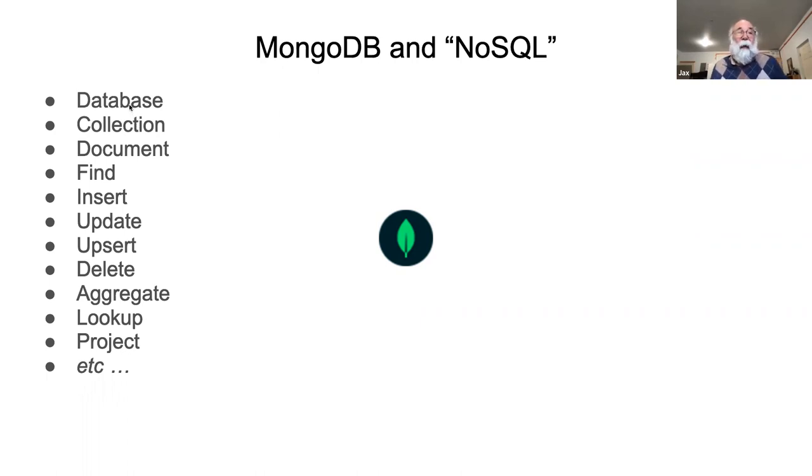But the takeaway from here is it's not tabular. It is not a collection of tables that have multiple rows, and each row has the same number of columns. It's not like that at all. It's like a JSON document that you might send back and forth in a REST interface. Basically, a MongoDB collection is a collection of JSON documents, and they don't have to be all shaped the same way.